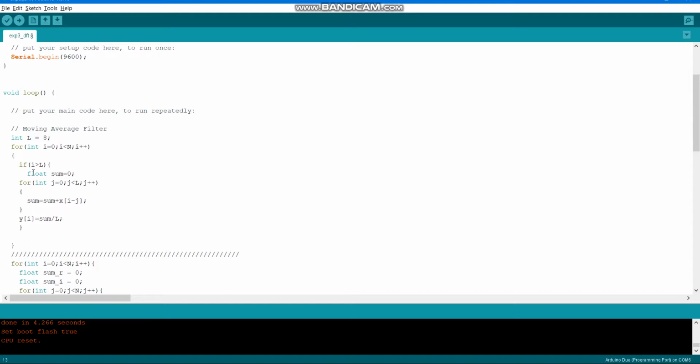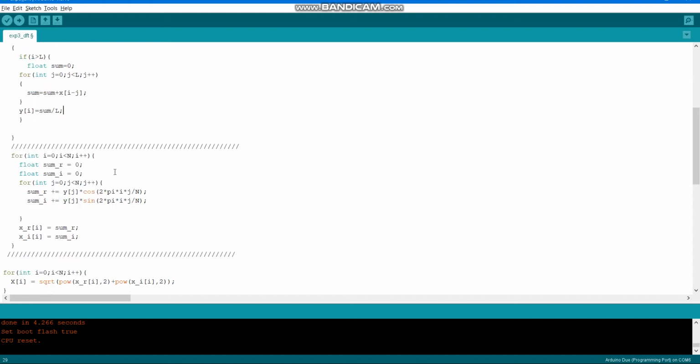So first what we'll do is run a moving average filter over the given signal. Here I'm using a length equal to 8 for smoothing out the signal, for removing all the high frequency components from the signal. It is a standard moving average filter code, just changing the values and taking the average. Now comes the real code.